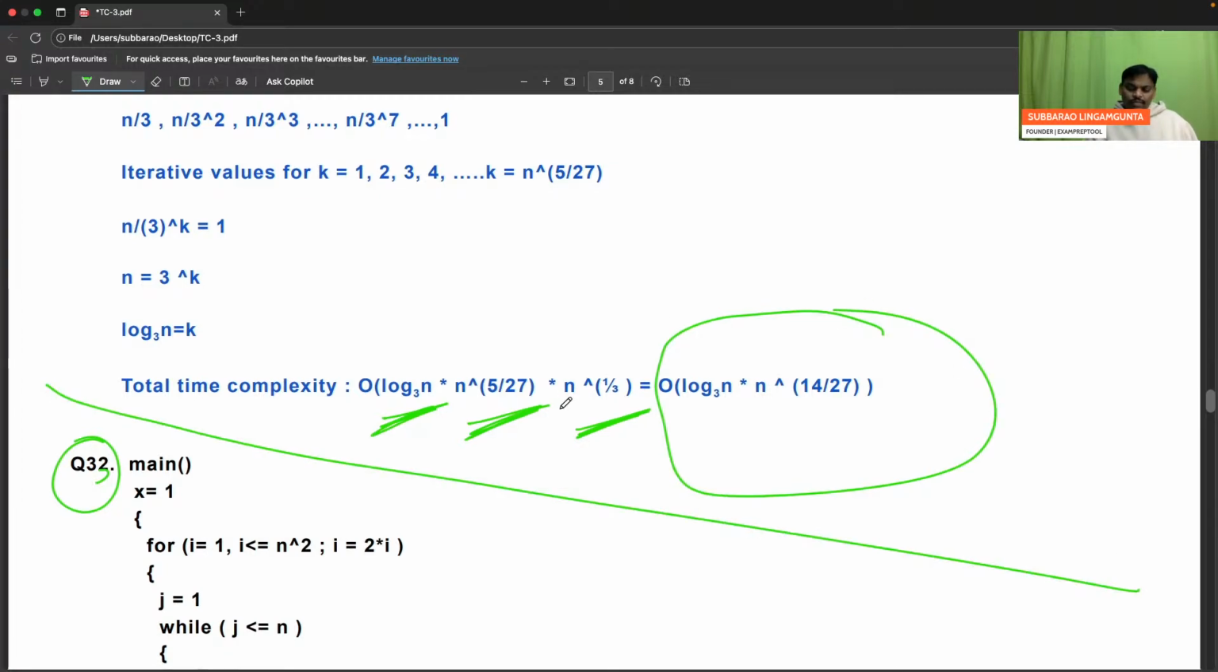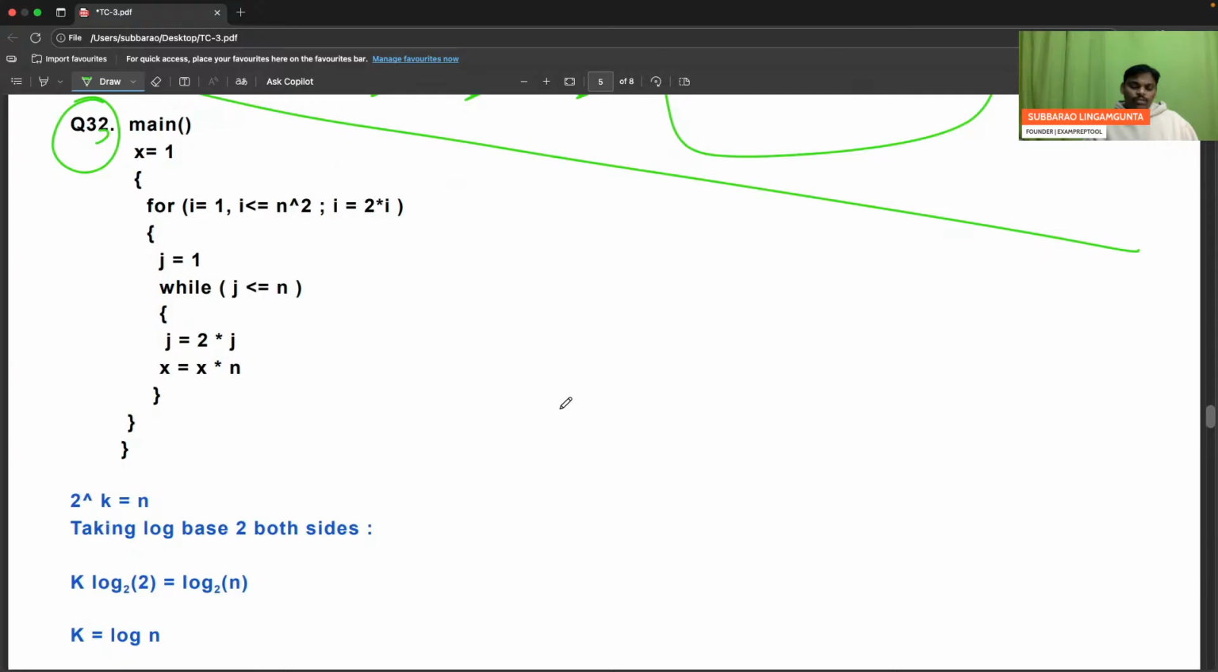Go to question number 33. Remember, these are also inner loops. Inner loop means you have to multiply. Let's see. If you observe clearly outside, it is always into 2. Always into 2, so log n base 2.